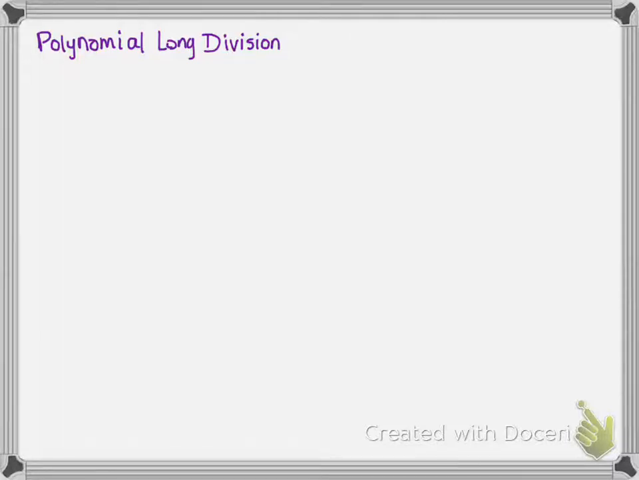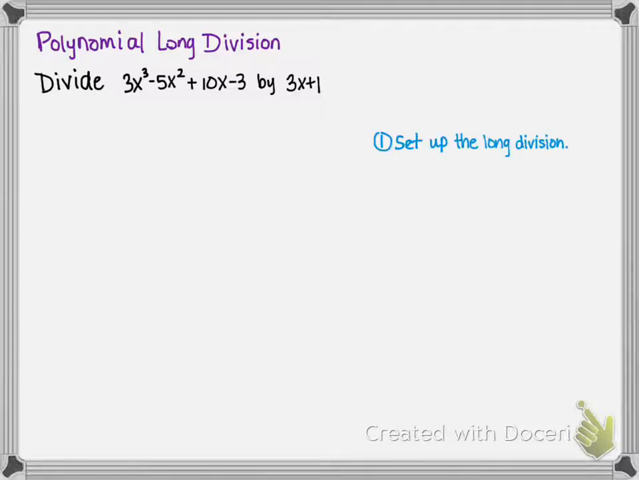Polynomial long division. We're going to divide 3x cubed minus 5x squared plus 10x minus 3 by 3x plus 1. So first, we're going to set up the long division, just like you did back in elementary school.